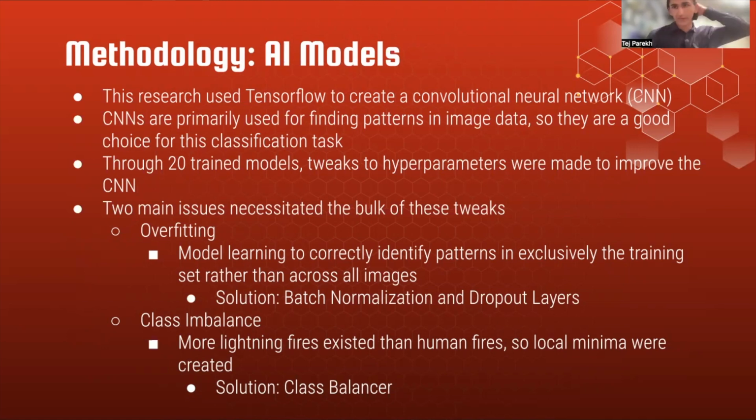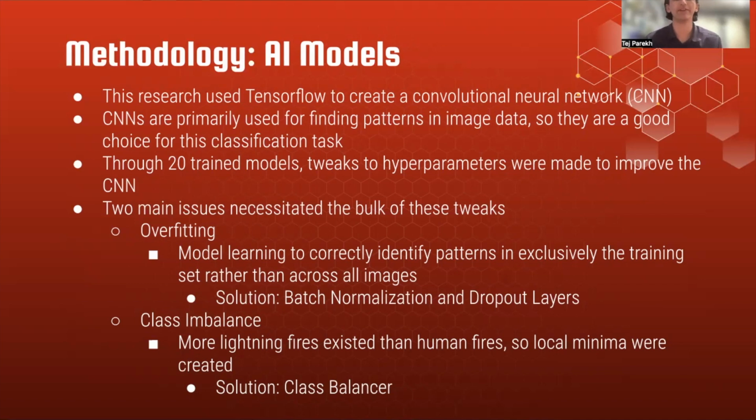So through about 20 different models, I kept tweaking something called hyperparameters in order to try to improve the CNN. Hyperparameters are basically the nitty-gritty of the model. How fast does it learn? How many layers does it have? How many nodes does it have for each layer? Stuff that you can tweak between models to try to improve your model's accuracy.